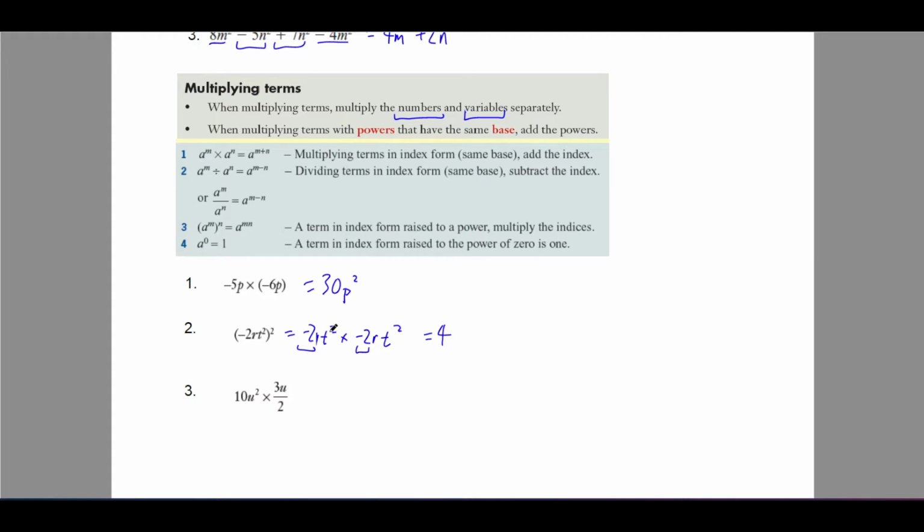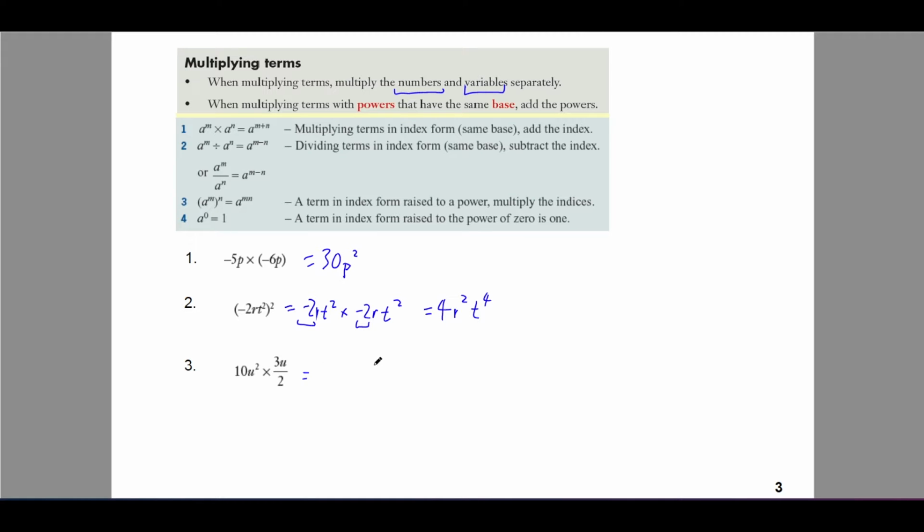The next one you do rt squared times rt squared. Now what you can do is just multiply the r's together first. So what's r times r? You get r squared. What's t squared times t squared? That would be t to the 4, right? So if we multiply two terms with the same base, you just have to add the powers, okay? So 2 plus 2 gives you 4. Alright, let's do the next one.